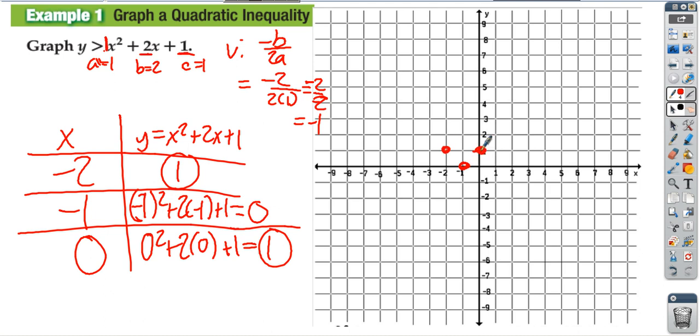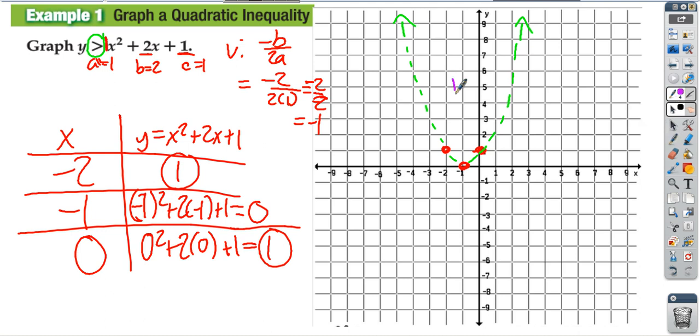Now here's the difference when we're graphing an inequality. Because this is an inequality, it doesn't actually equal this. If you look at this sign, it just says y is greater than, so it doesn't actually equal this line. To signify that, what we do is we make a dotted line instead of a solid line. If it said y was greater than or equal to that function right there, we would make it solid. Because it's just greater than, we would make it dotted.